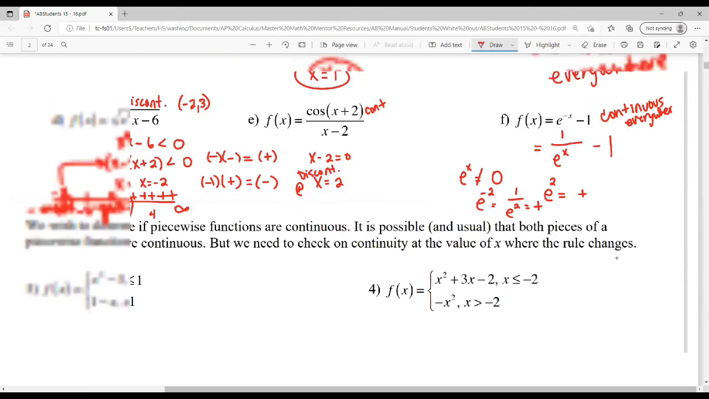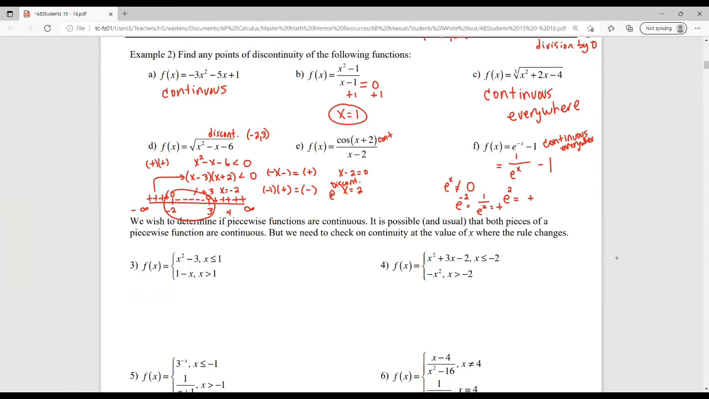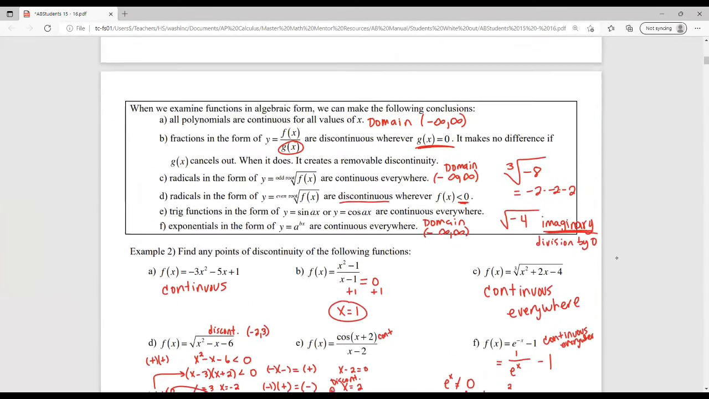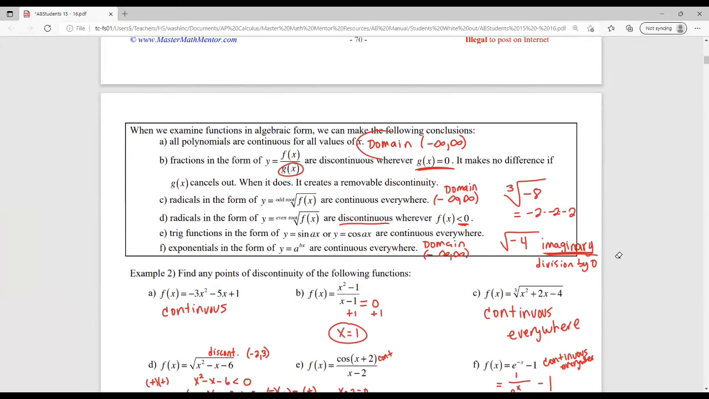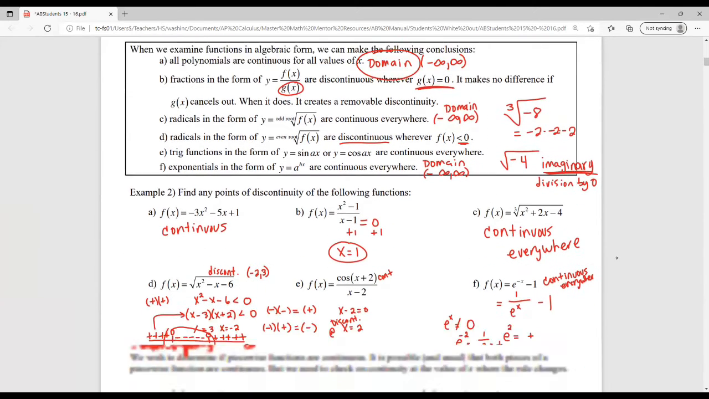So when we talk about continuity, continuity is really just a question of domain. So a lot of these just go back to this idea of the domain.